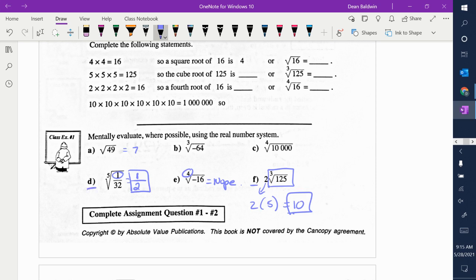Oh, this one? No, it's what multiplied by itself 5 times. So 2 times 2 times 2 times 2 times 2 will give you 32.